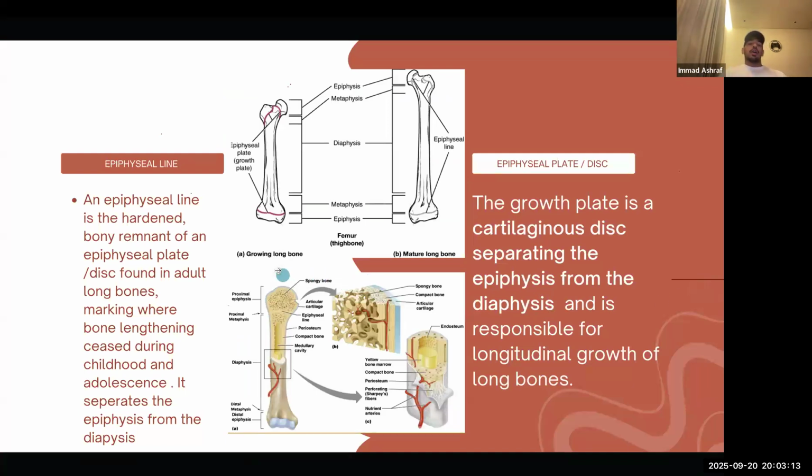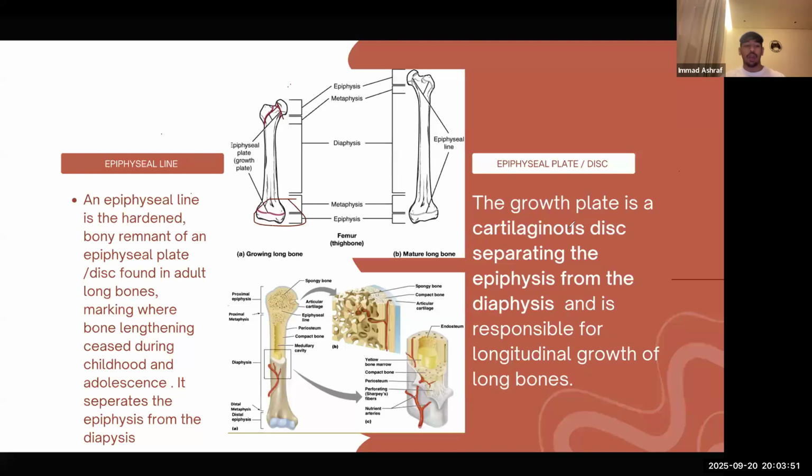Okay, so this is important. This might come in your exam. So we have the epiphyseal plate and the epiphyseal line. During childhood, you have a thing called the epiphyseal plate or epiphyseal disc. You can see it in this picture over here, the pink thing. Now this is a cartilaginous disc. So it's made of cartilage and it separates the epiphysis from the diaphysis. And when this plate grows, the length of your bones increases and you get taller. So the epiphyseal plate is what makes you taller, right?